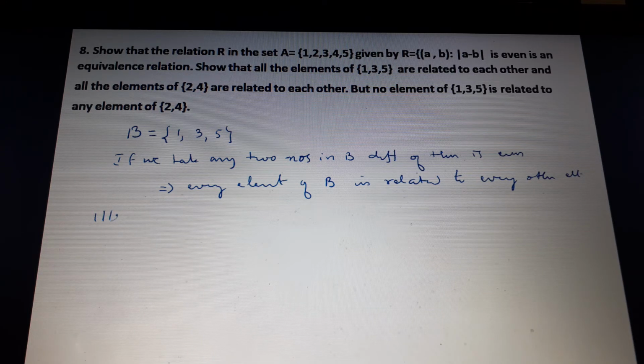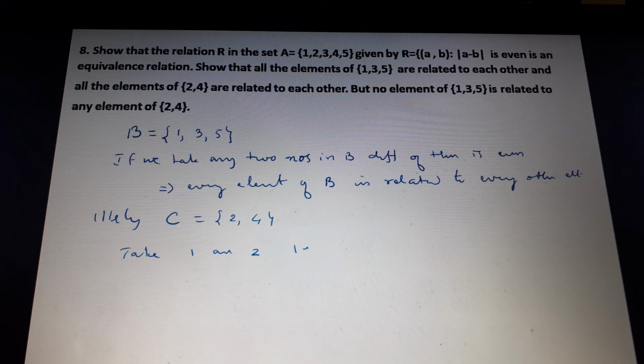Similarly I can write, if you take C equal to {2, 4}, same reason, you can write the same thing. 2 is related to 4, 4 is related to 2, so it is also correct. Now one more thing is left out. No element of B is related to any element of C, because this is the last one you have to prove. Take for example 1 and 2.